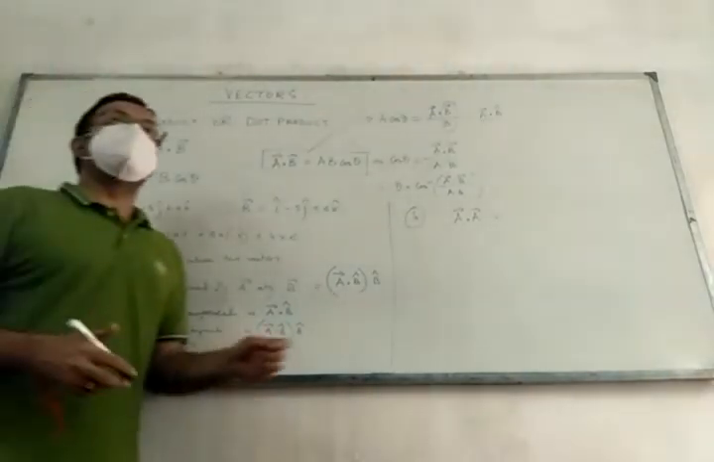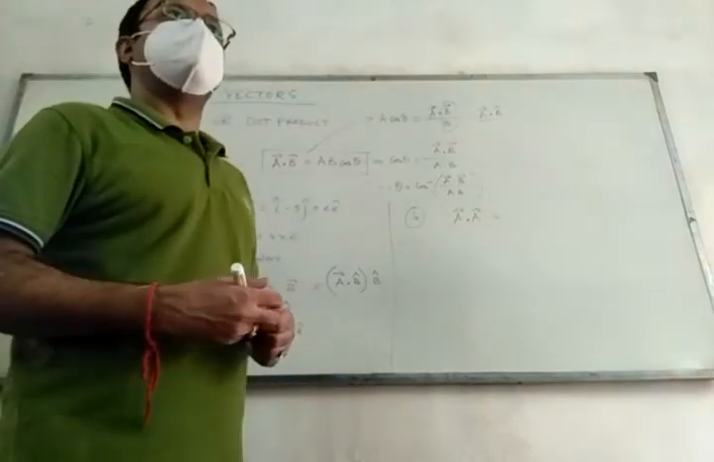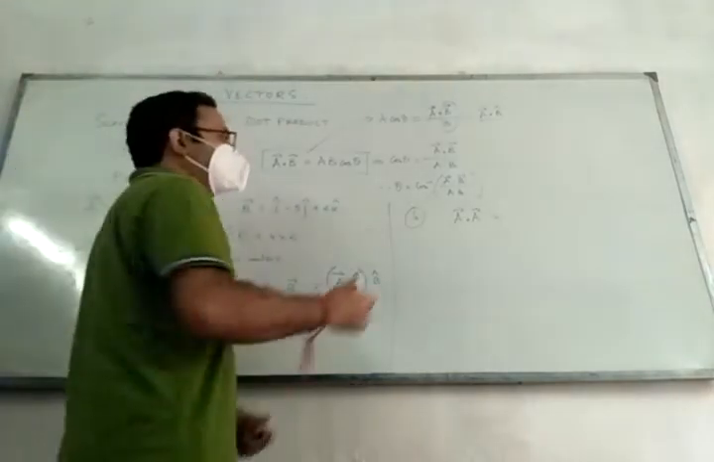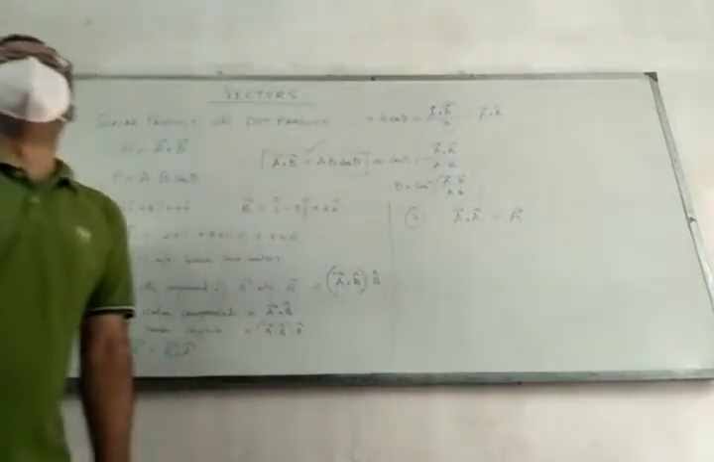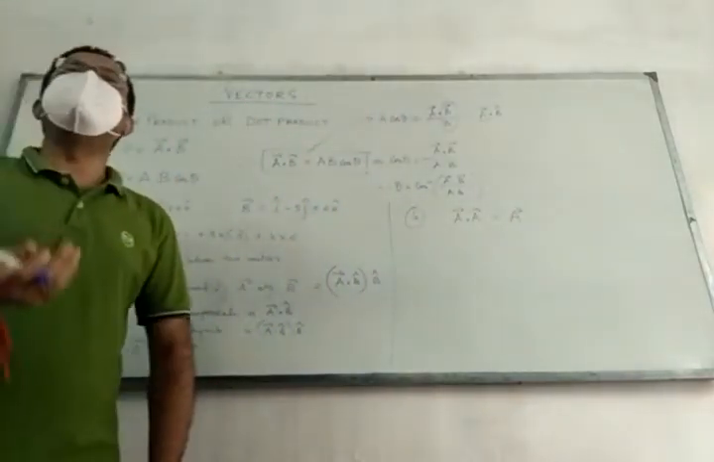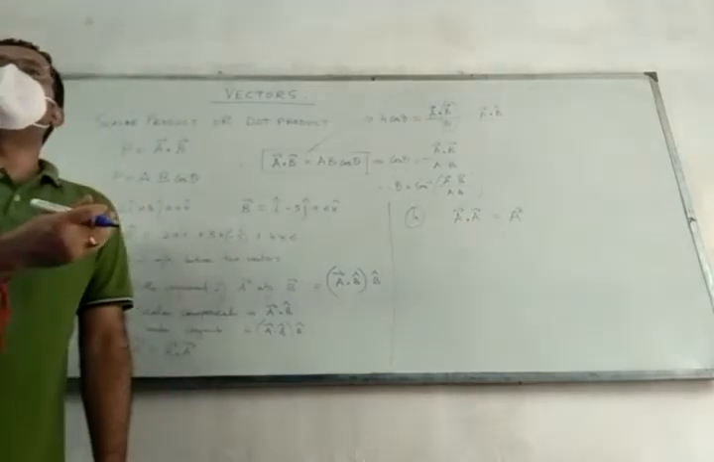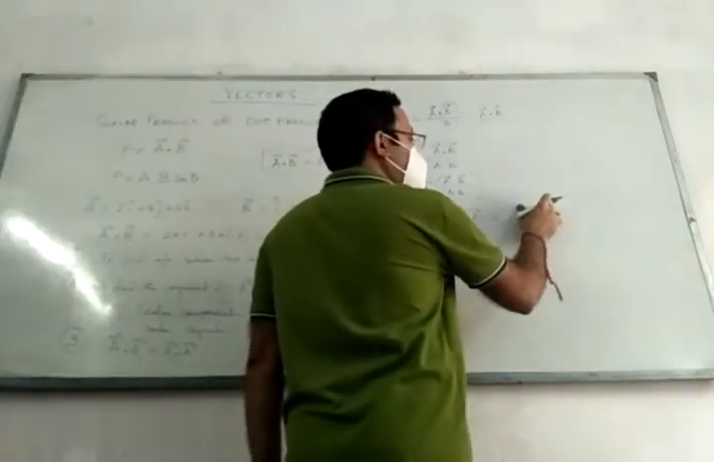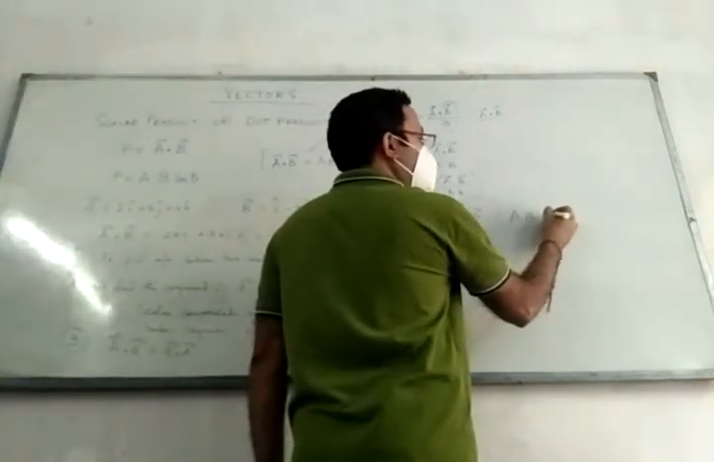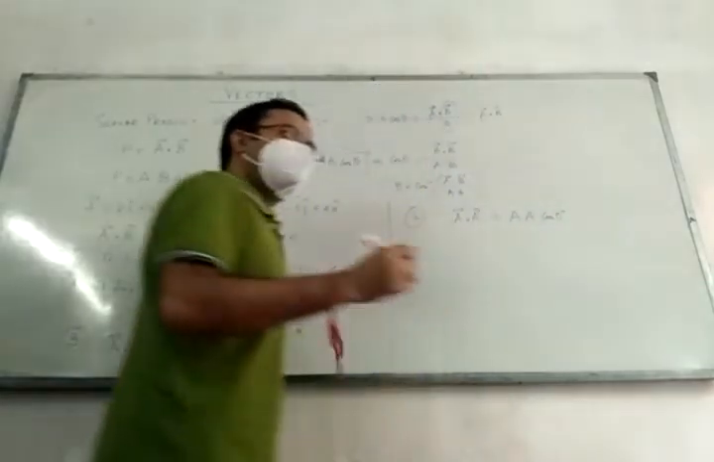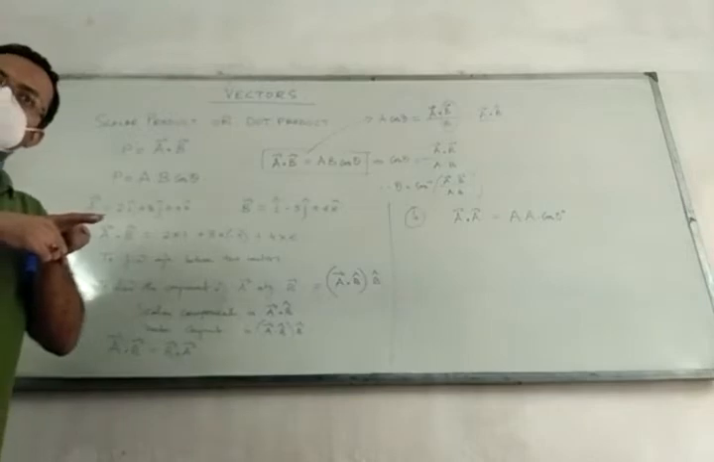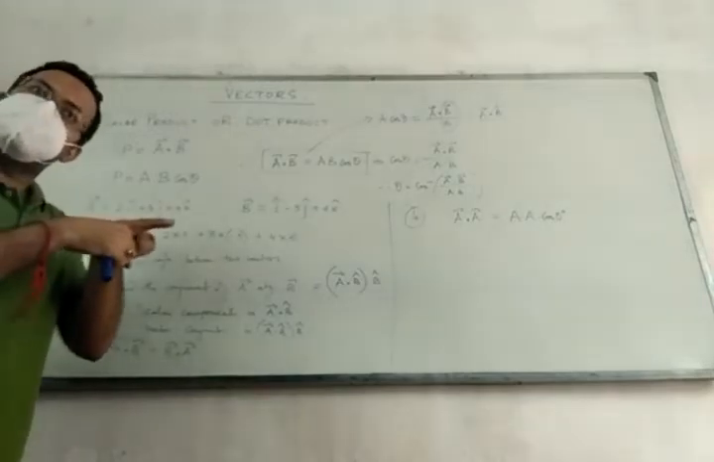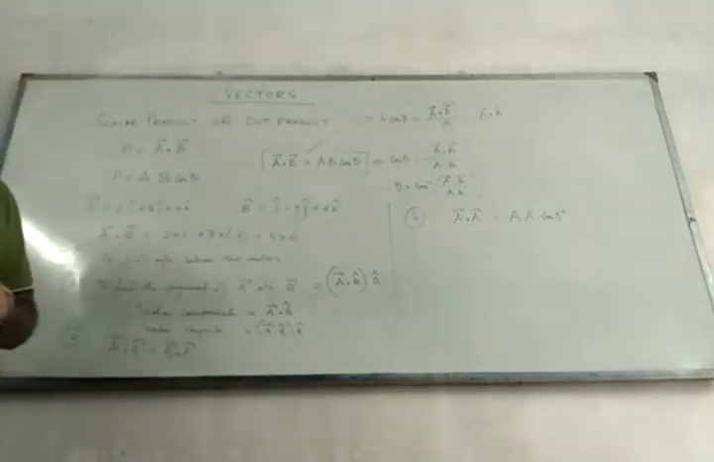A dot A is what? A square. Why A square? Because A dot A is A into A into cos 0 degrees. Since both are the same vector, what will the angle between them be? It will be 0 degrees, because they are lying along the same direction. What is the value of cos 0?